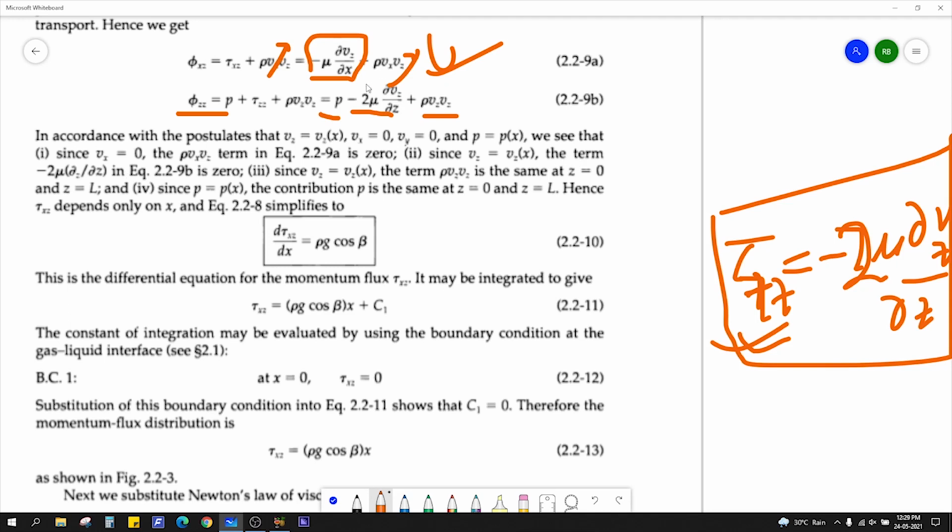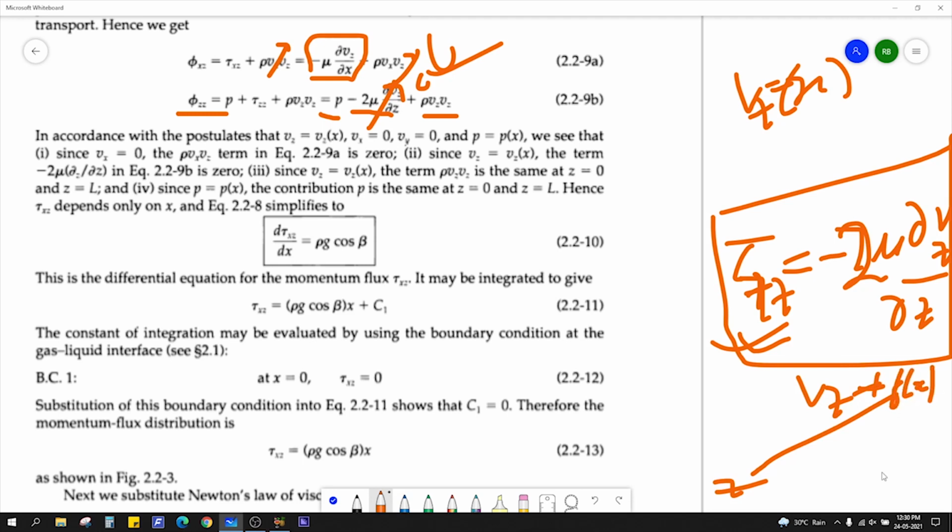Now what is it saying? This term will become 0. Why will it become 0? Because velocity momentum is only transferring in the x direction, right? So vz is only a function of x. It will not change in the y direction. It is assumed, right? So the velocity profile will not vary in the y or z direction, only in the x direction. But you might say, yes, the fluid is flowing in the z direction, but why is it not a function of z?